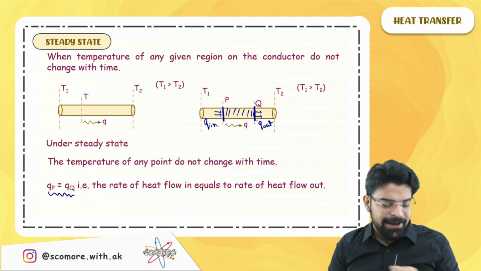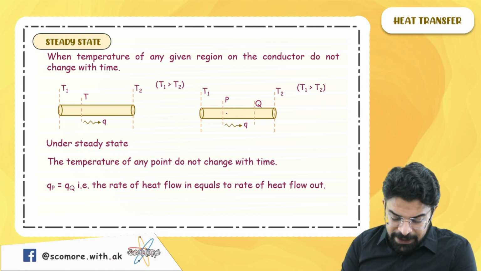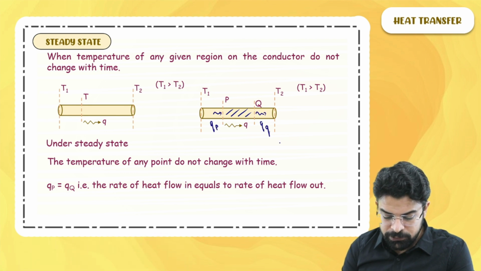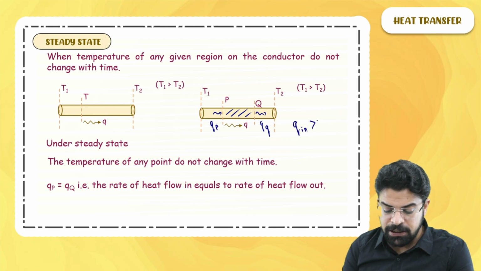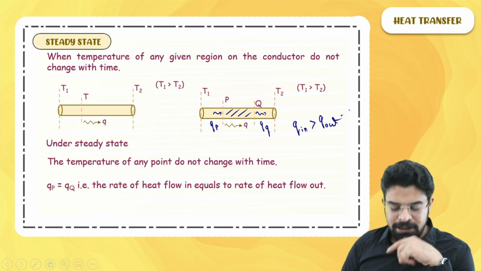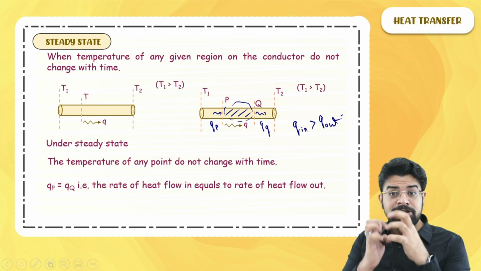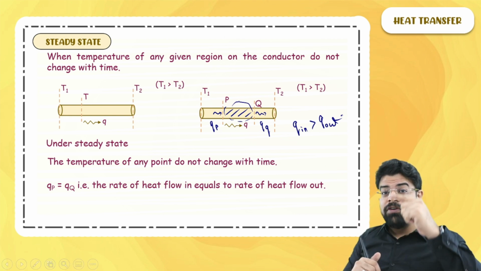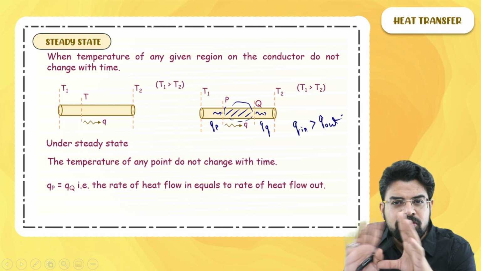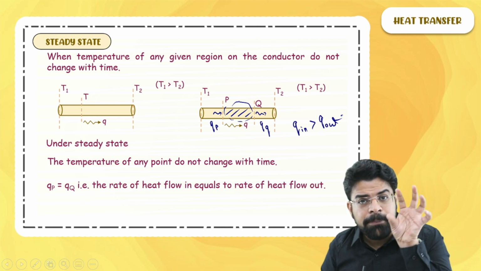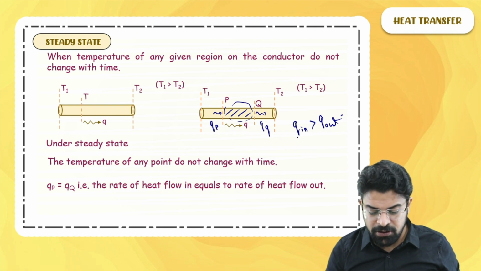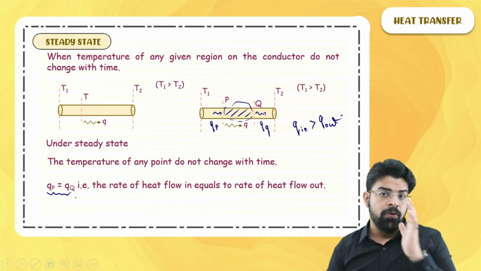Why, sir? Because of a simple argument. Let's say somebody says QP is more than QQ, that the rate of heat flow in is more than the rate of heat flow out. Then this particular part will store energy, and if it stores energy, its temperature will increase. But we are talking about steady state. The temperature of each point remains constant. It does not change with time. So for the temperature to remain constant, the energy content has to be constant, and for the energy content to be constant, the rate of heat flow in should be equal to the rate of heat flow out.